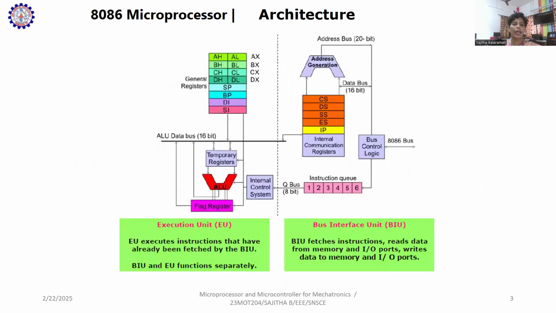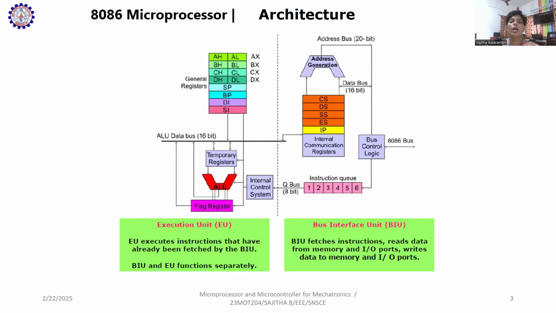As mentioned earlier, the execution unit executes the instructions that have already been fetched by the BIU, and the BIU fetches the instruction, reads the data from the memory and the input output ports, as well as writes the data to the memory and the input output ports. The EU consists of the following parts: AX, BX, CX, and DX, which are all called the general purpose registers, and they are all 16-bit registers. AX is a complete 16-bit register, while AL and AH are 8-bit registers separately.